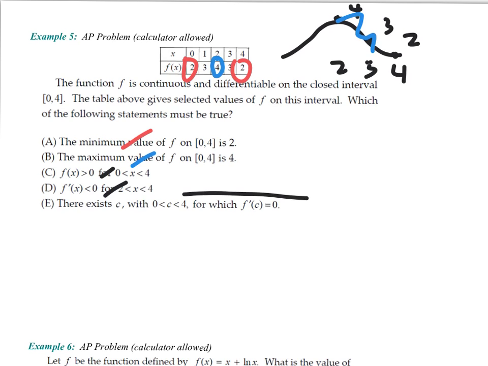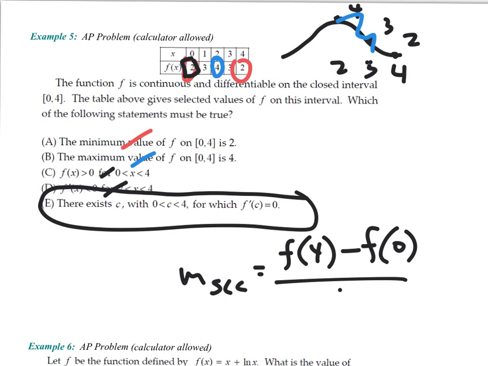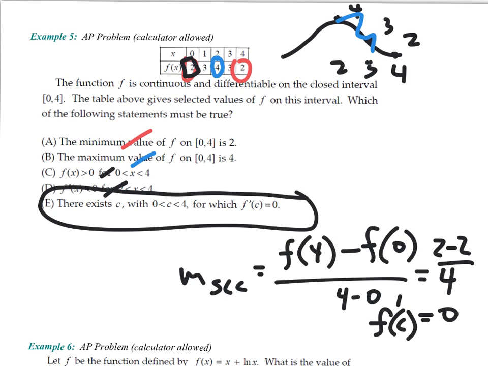So therefore it must exist. Due to the fact, right, that the slope of the secant line equals f of 4 minus f of 0 over 4 minus 0. Well, that's going to be 2 minus 2 over 4. Well, that means that f prime somewhere has to equal 0 between 0 and 4. So the mean value theorem comes into play on this problem.